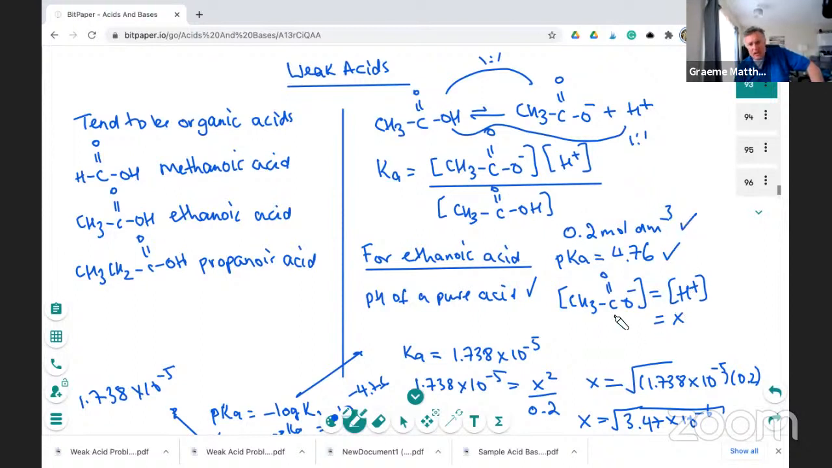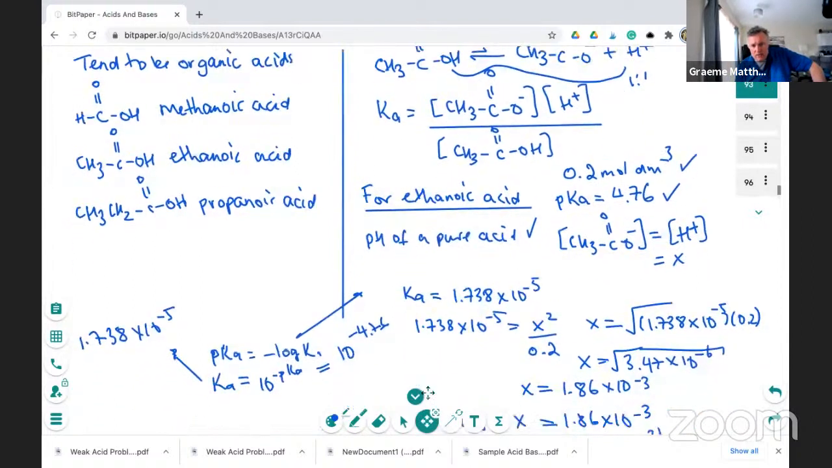Now, I always define that the anion and the hydrogen ion are equal to x. Now, what I did, doing it live, is that they give you the pKa, and you had to get the Ka expression from it right here. pKa is negative log of Ka, so Ka is 10 to the minus pKa. This is a very reasonable value, if you would, for a Ka.